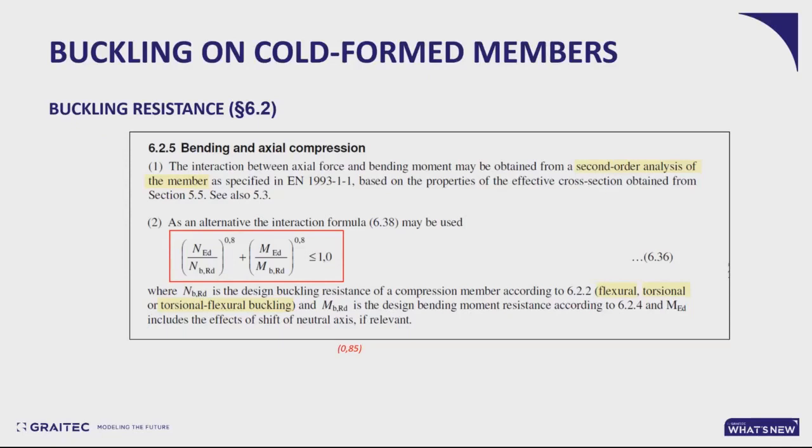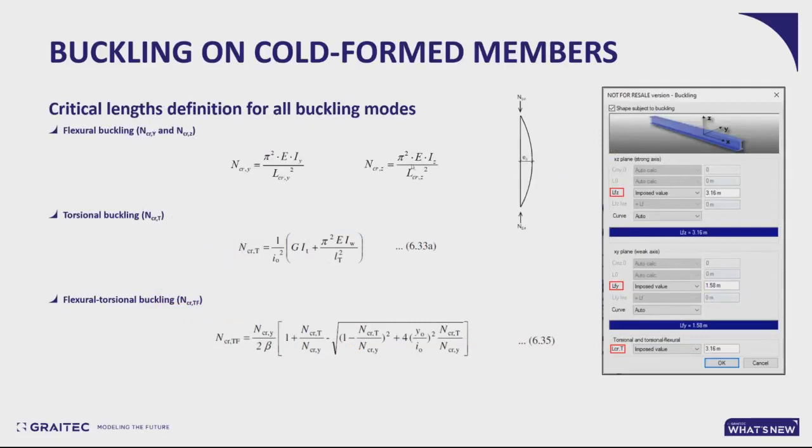So the buckling effects cover the well-known flexural buckling, where the axial force produces a deflection of the member that can lead to failure. This flexural buckling uses a critical length that can be defined in the buckling dialog. But then comes the torsional buckling. The axial force produces a twist of the section. And then you've got the flexural torsional buckling.